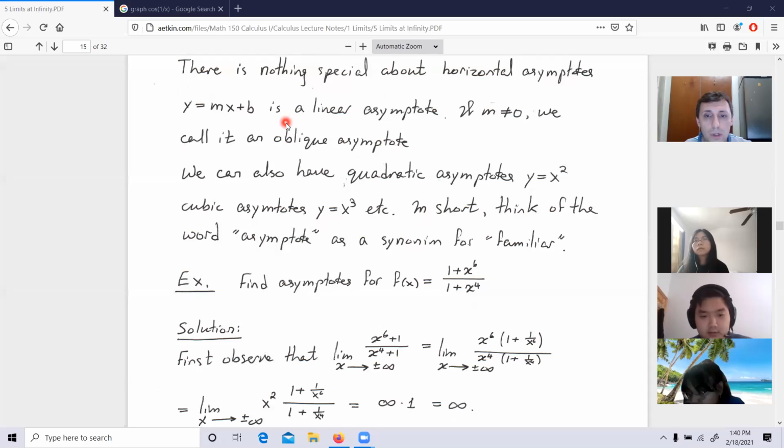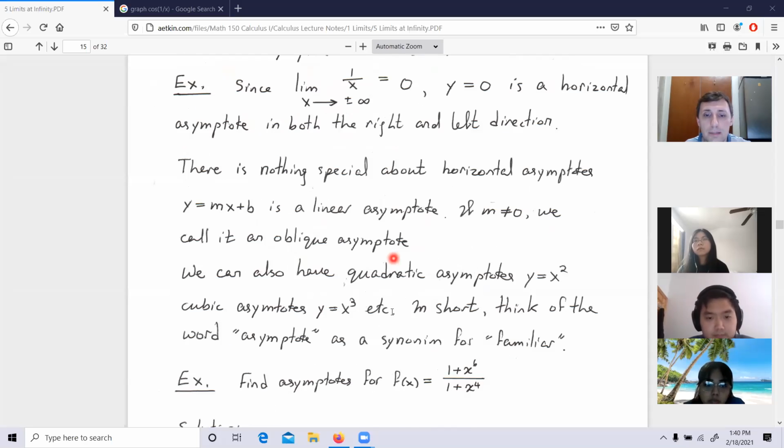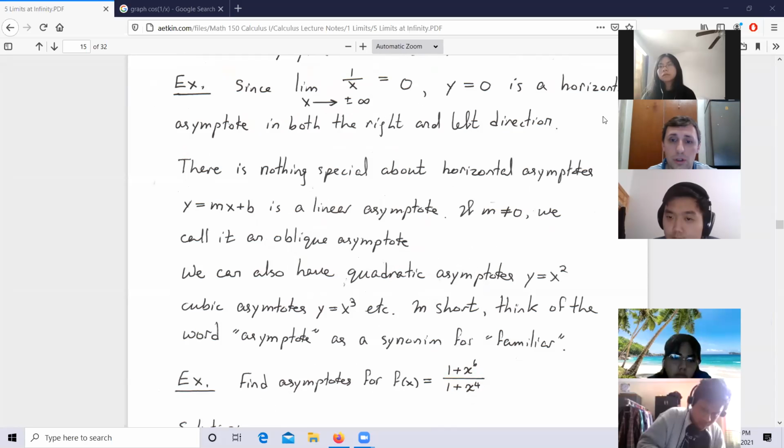Okay? So let's look at this example. Find the asymptotes, guys. Can you see this? 1 plus x to the 6 divided by 1 plus x to the 4. Okay? Let's see what happens here. So please first you do something, and then we will work on it together.